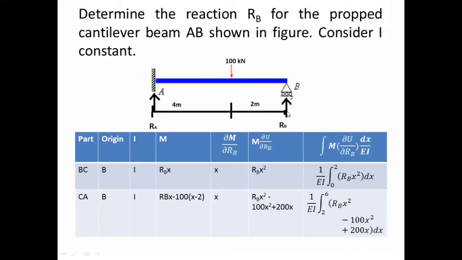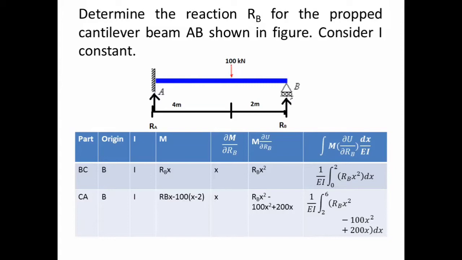So I have to differentiate this moment partially with respect to RB. Why RB? Why not RA? Because we want to find RB. So we are differentiating the moment with respect to RB. Now, the partial derivative of RB into x with respect to RB is x. Please remember, do not write it as RB. We are differentiating with respect to RB, not with respect to x. So my partial derivative is x.